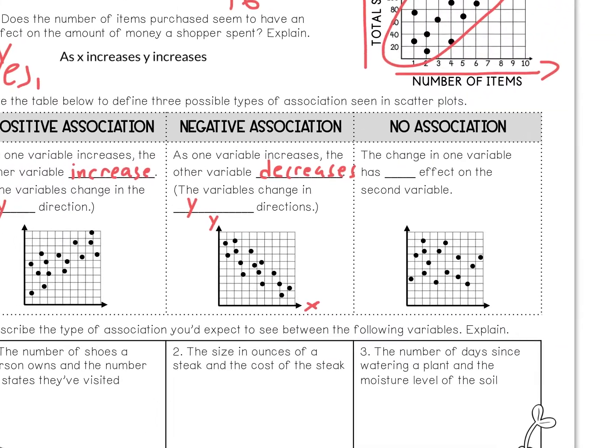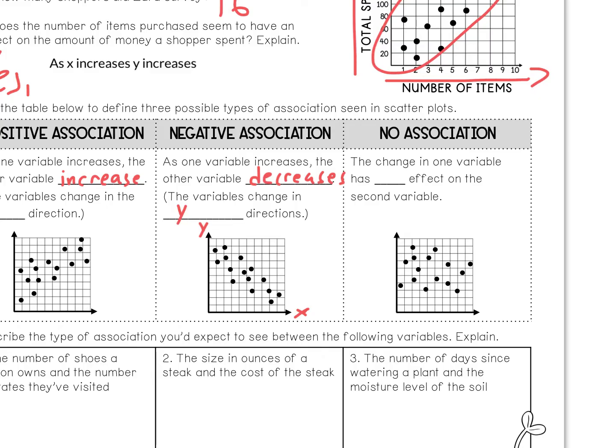And then the last thing is the change in one variable has no effect on the second variable. This might be something like the number of TVs somebody has and how often they brush their teeth. Those two things are not correlated at all, right? It doesn't matter how many TVs you have. That's not going to determine how many times you brush your teeth a day. They're not connected. So you would expect there to be no correlation.